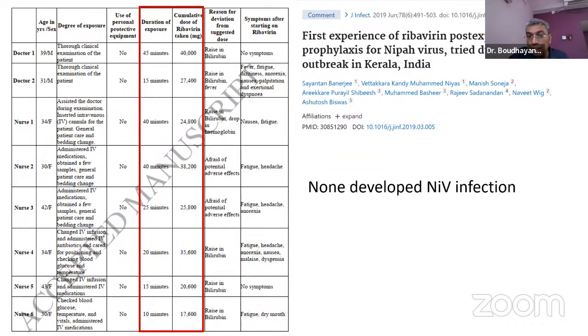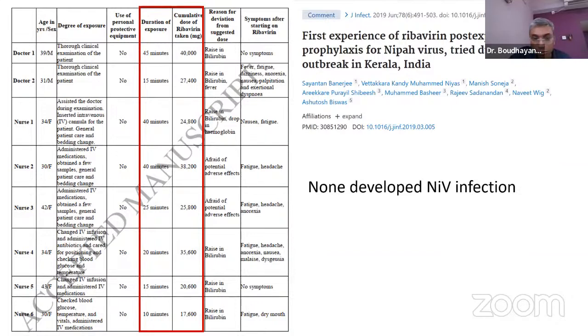There is a study done in Kerala, the first experience of ribavirin post-exposure prophylaxis for Nipah virus. This Nipah virus outbreak occurred in 2018 in parts of Kerala, and they gave ribavirin doses to 2 doctors and 6 nurses actually. And look at the doses: 40,000 mg of ribavirin taken. And they classified the healthcare workers according to the duration of exposure.